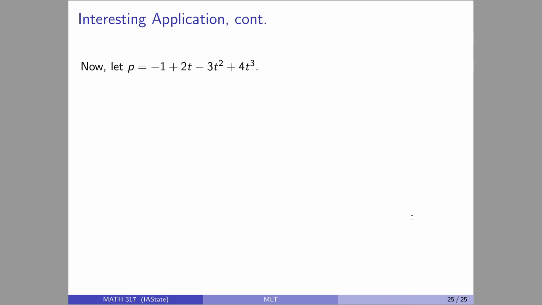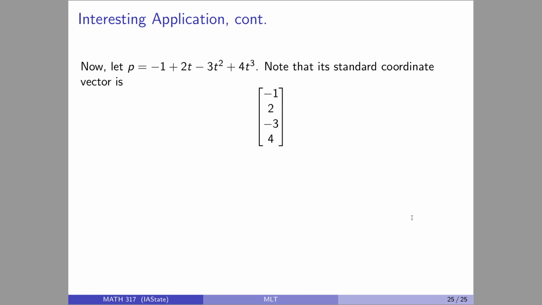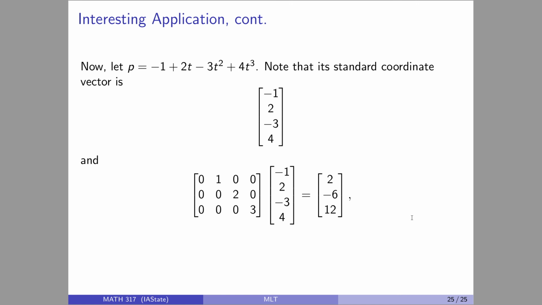Let's see that in action. This is really cool. So take a polynomial. How about this one: negative 1 plus 2t minus 3t squared plus 4t cubed. Note that its standard coordinate vector is negative 1, 2, negative 3, 4, right? That's an element out of P3, so that's its standard coordinate vector there. If I multiply this by that matrix, I get that vector right there, 2, negative 6, 12, which is the standard coordinate vector for the derivative. Right, take the derivative, you'll get 2 minus 6t plus 12t squared. That is silly. That is so cool. So here we go. Differentiation is actually matrix multiplication in disguise.